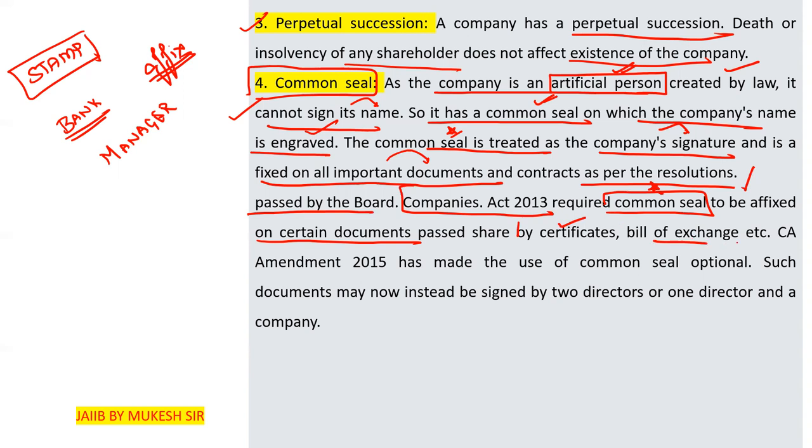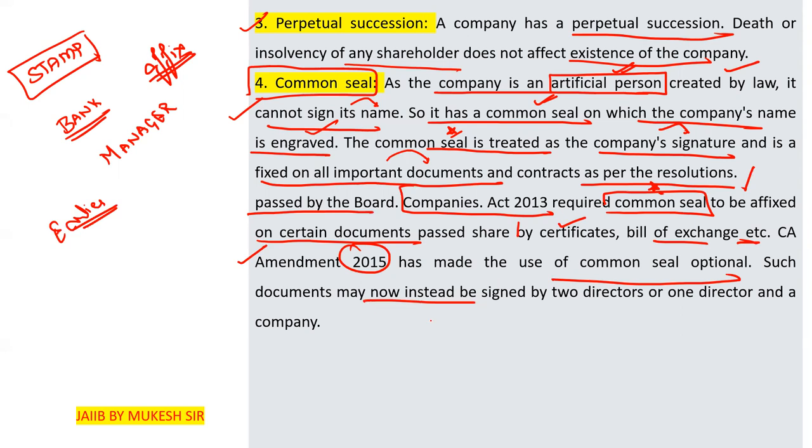bills of exchange, etc. So the Companies Amendment Act 2015 has made the use of the common seal optional. Earlier it was compulsory, now it is optional.